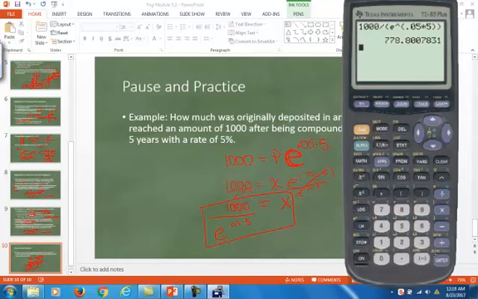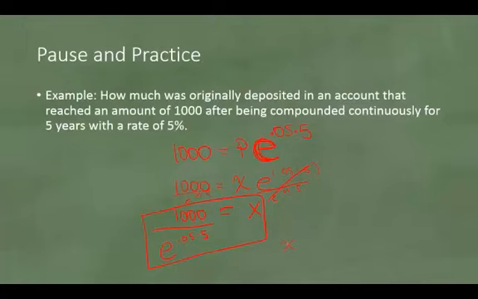Looks like we needed to start off with about $778.80. So x is approximately $778.80. After 5 years, you would be left with $1,000.